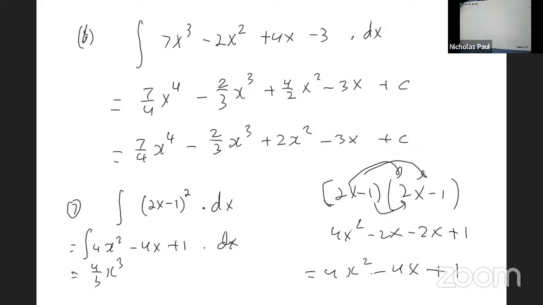4 and 3x cubed minus 4x squared on 2 plus x plus, well, plus 1x plus c. Yeah? Okay, nice. So we have a little idea about integration. I'm going to show you one little thing again. Now we're going to get some numbers. Avani, you can show?